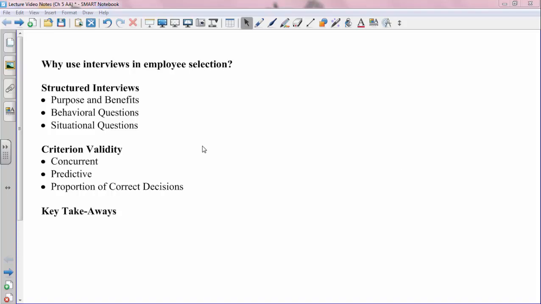So we're going to start off by talking about why interviews are used, why they're important, then getting into the more detailed explanation than what's in your text about structured interviews, what their purpose and benefits are, and then the two major types of questions used in structured interviews. Then we'll tap into criterion validity, which is just one type of validity covered in your textbook, and focus on the different ways to assess it.